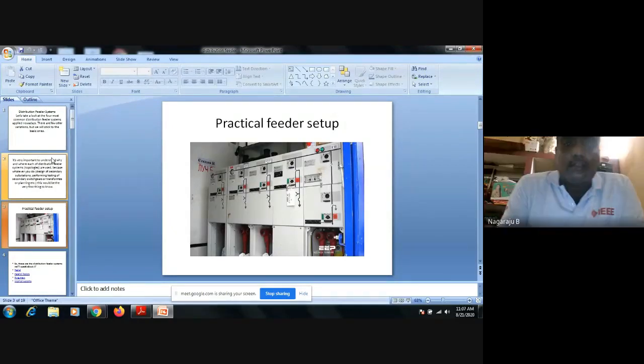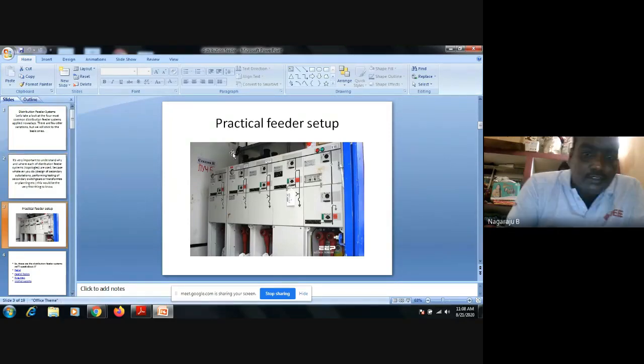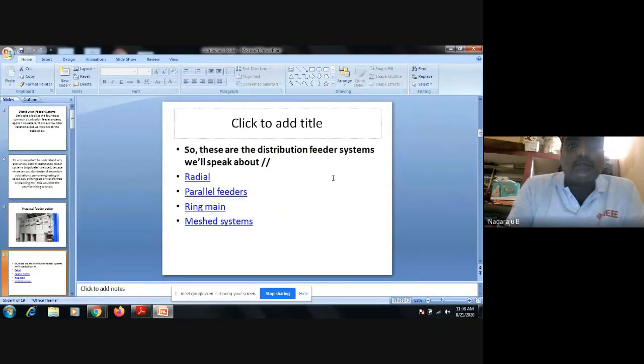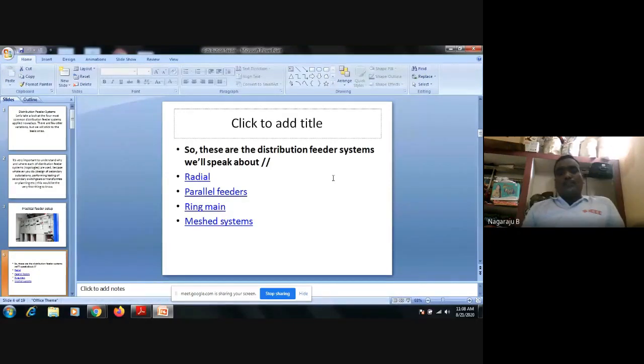This is the practical feeder setup. From the main supply we have the connection here. Only four feeder patterns are there: first feeder, second feeder, third feeder, fourth feeder. We have a main wire connection to each of these.